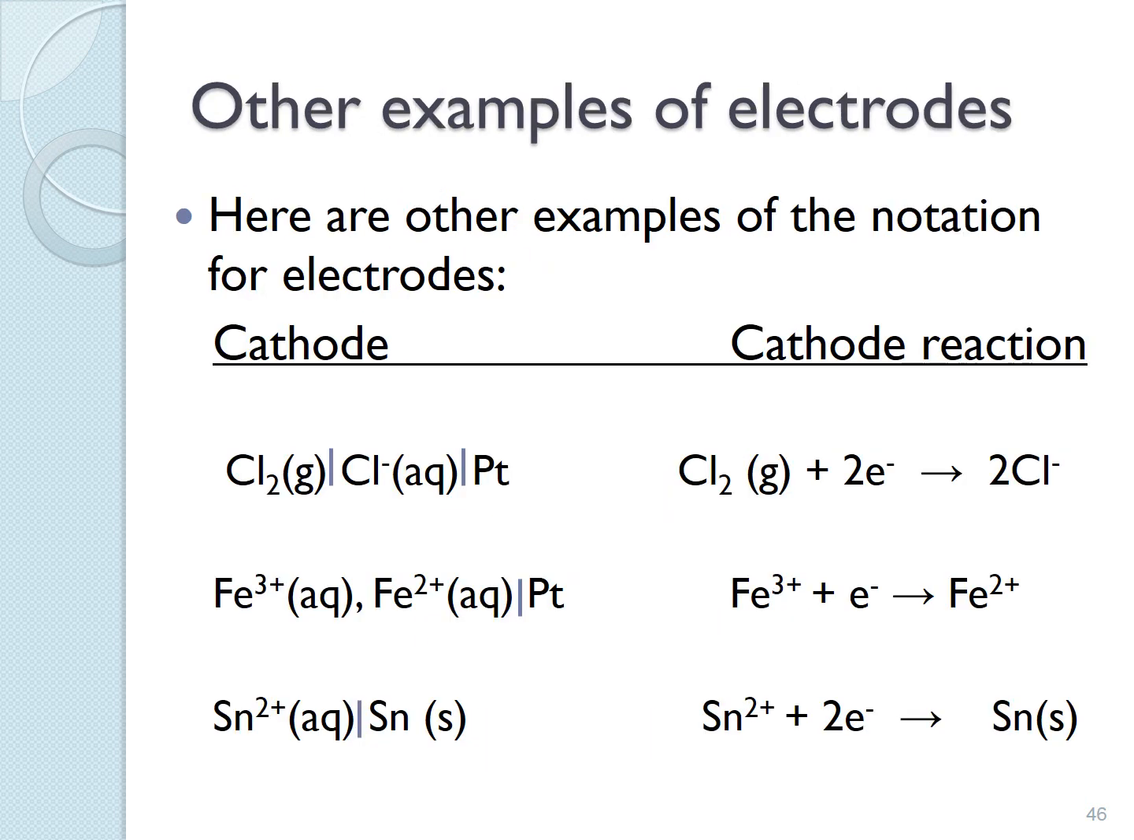So here's some other examples of electrodes, and they're all, in this case, written as a cathode, but again, for it to be the anode reaction, you would just reverse it. So very similar to hydrogen gas, we have the chlorine reaction, where chlorine gas is reduced to chloride ion. In this case, this is the reduction of iron 3 plus ion to iron 2 plus ion. Notice that in this case, both ions are present in the aqueous solution, and so there isn't a bar dividing them because they're both in the same solution, so there's just a comma.